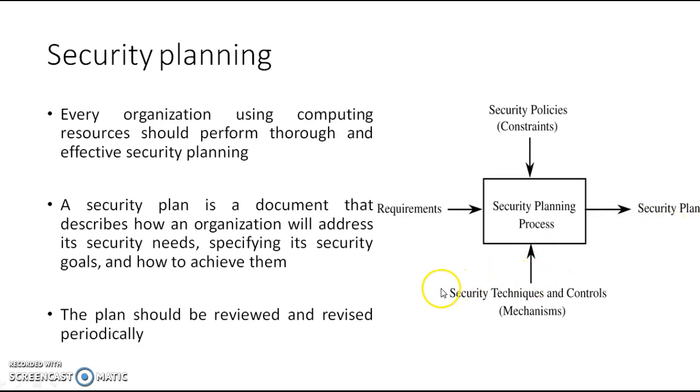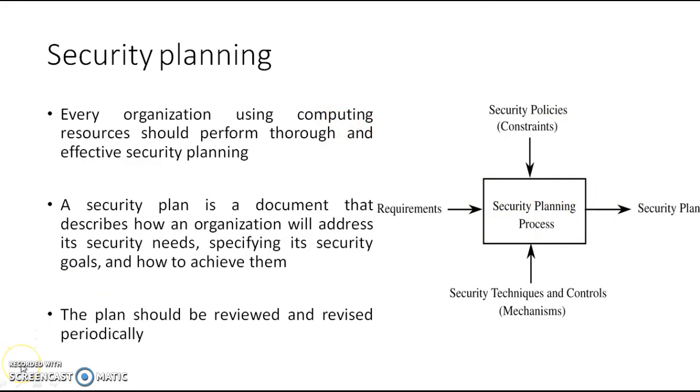The next one is security techniques and controls. You must install some tools, some software, and some policies, like a policy of 8 characters, alphanumeric, with special characters. This kind of thing should be installed. And we have some requirements from your employees and colleagues, and all the requirements should be implemented. So this is the whole process of how security looks. Security is a process, it's not a product, it's a process.